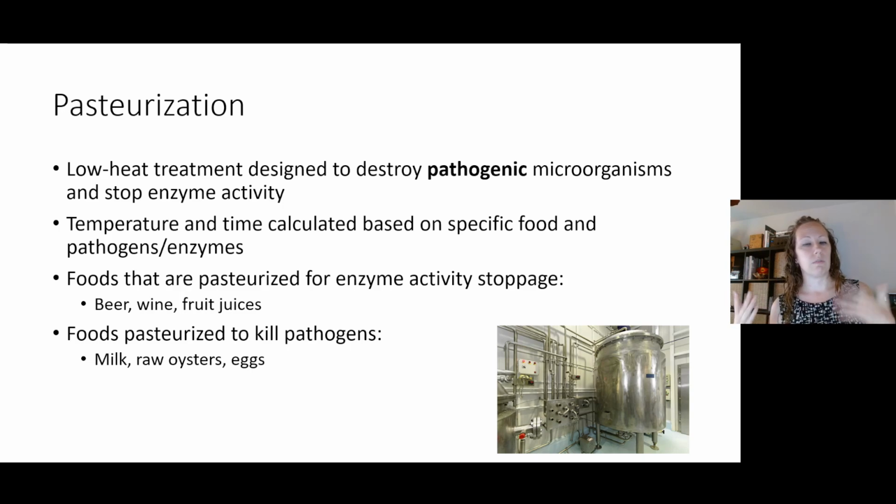Fruit juices have enzymes that can cause browning. We don't want brown fruit juice, so we want to stop those enzymes, and so those will be pasteurized. Now, with fruit juices there's also a pathogen concern, so it's actually kind of dual. Now, foods that are very commonly pasteurized to kill pathogens, we obviously know about milk, raw oysters, eggs sometimes, right?